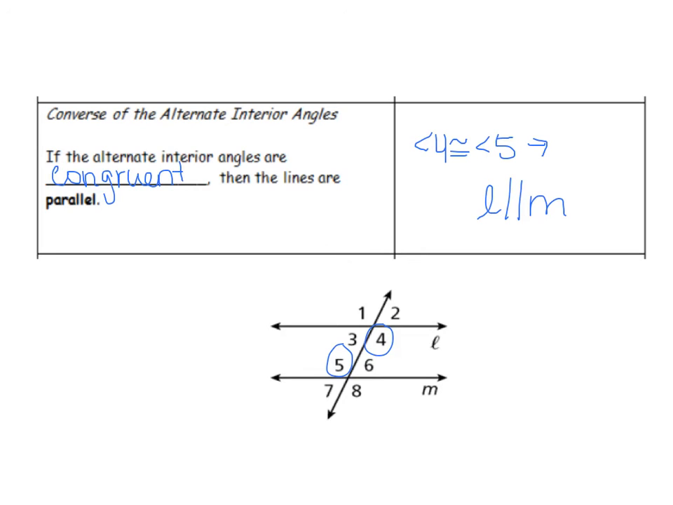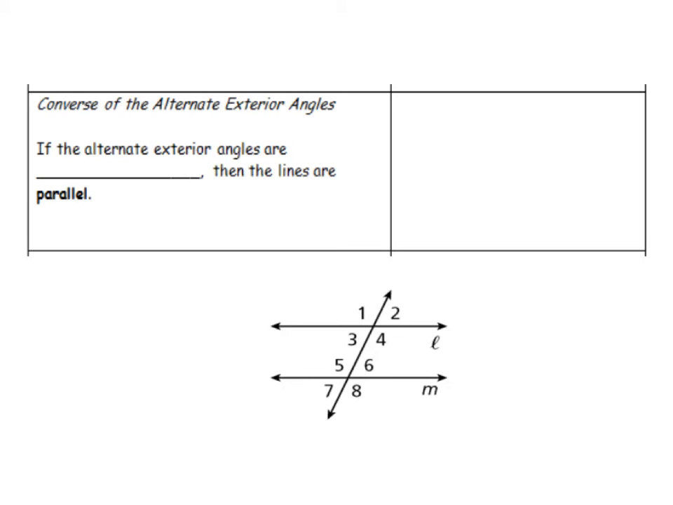So by now you're probably catching on to the pattern. What do we need to know about alternate exterior angles to say that the lines are parallel? Well, they need to be congruent. An example would be if 1 is congruent to 8, then we know L is parallel to M.